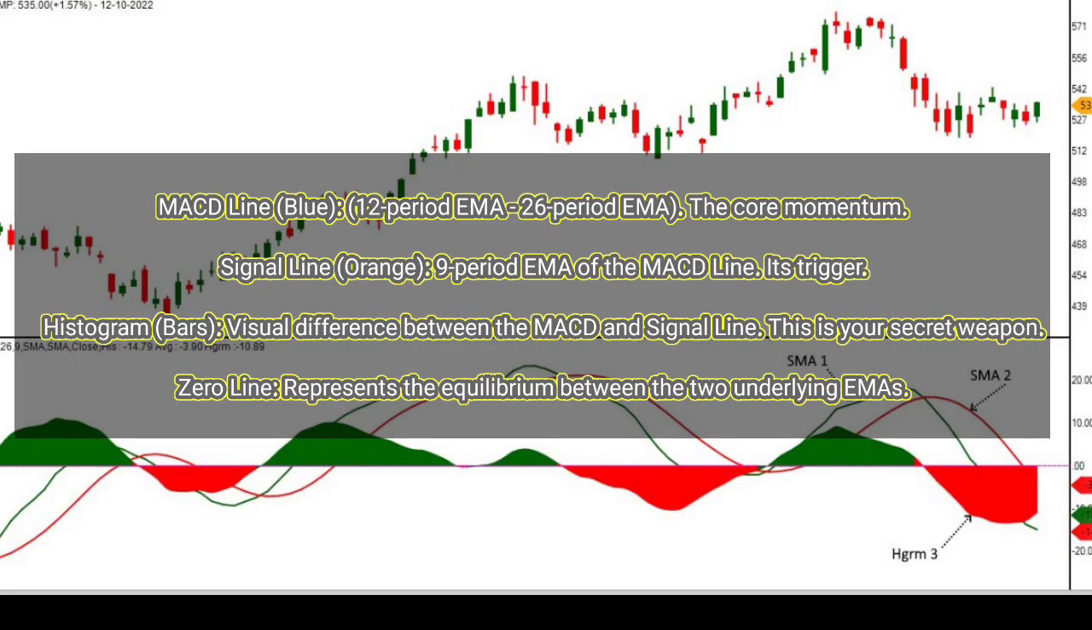MACD line, blue. 12-period EMA minus 26-period EMA, the core momentum. Signal line, orange. 9-period EMA of the MACD line, its trigger. Histogram, bars. Visual difference between the MACD and signal line. This is your secret weapon. Zero line. Represents the equilibrium between the two underlying EMAs.